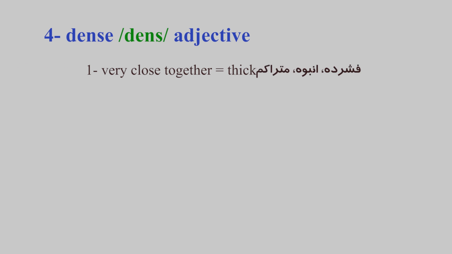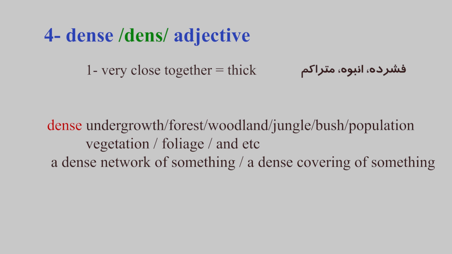And the next word, number four, is dense. Dense is an adjective. It means very close together or thick, like trees, mountains, jungle, I don't know, leaves, bush, whatever that can be possible. As you can see, I've written a lot of collocations with dense, and I hope that it can help you better. Dense undergrowth, or dense forest, or forest, both of them are right. Dense woodland, dense jungle, dense bush, dense population. That is something that I've seen a lot. Dense vegetation. Vegetation means generally plants. Dense foliage, it means the leaves of a plant, and so on.